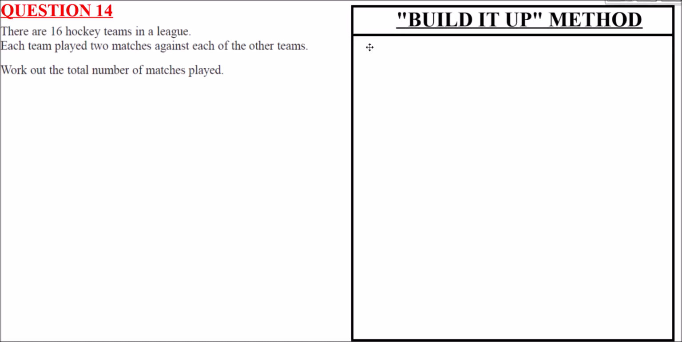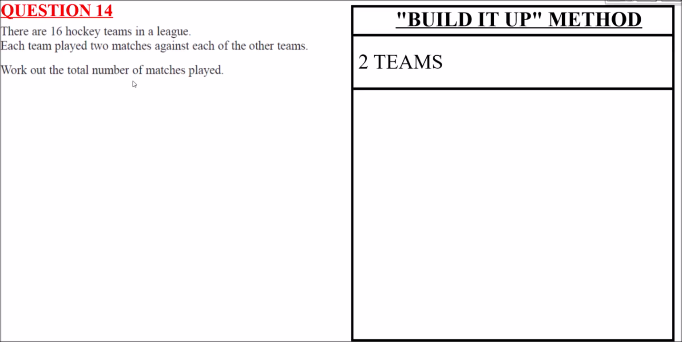There's 16 hockey teams in a league. Each team played 2 matches against each of the other teams. Work out the total number of matches played. So let's build up this understanding from the bottom up. 16 teams might be too much to get your head around. Let's think of the smallest number of teams. Let's think of, to start off with, just if you had 2 teams. Now they played 2 matches against each other. Think of it as 1 pair of matches.